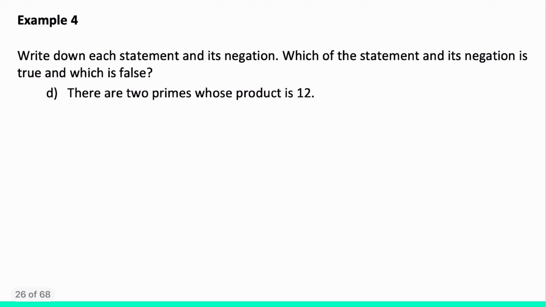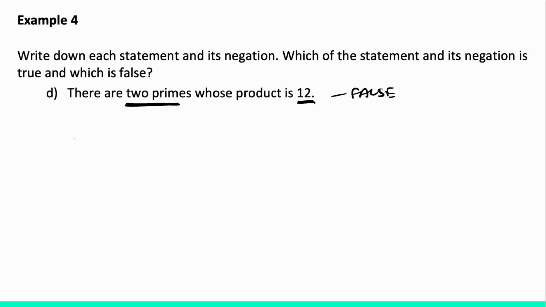Finally, we have there are two prime numbers whose product is 12. This one's a little bit more tricky because of the placement of our not. So instead of saying there are two primes whose product is not 12, that, I mean, it makes maybe grammatical sense, but it doesn't make mathematical sense, because we're not really talking about the product being 12. We're talking about, are there two numbers who when multiplied together give me 12? So the reason that this is false is not because the prime numbers are not equaling 12, but rather, are there two numbers that equal 12?